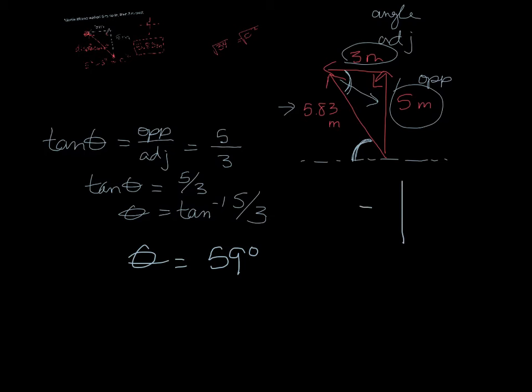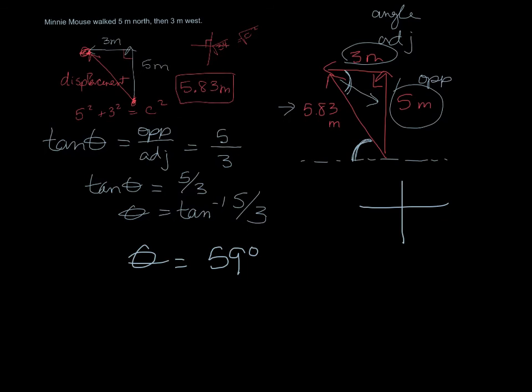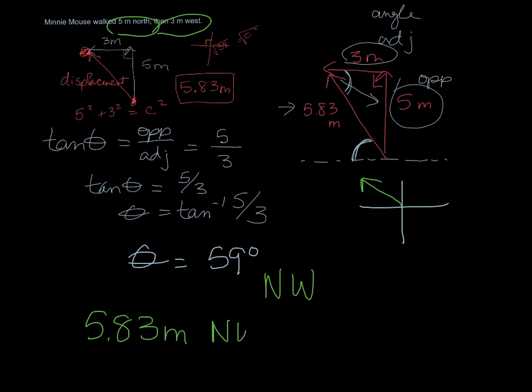Okay, and which direction is it? We can go back to the original problem too. Do you see how Minnie went north and then she went west? So she's going to the northwest. So 59 degrees northwest of where she started is her displacement. So the whole answer you would give is 5.83 meters northwest, or north of west. Either way is fine.